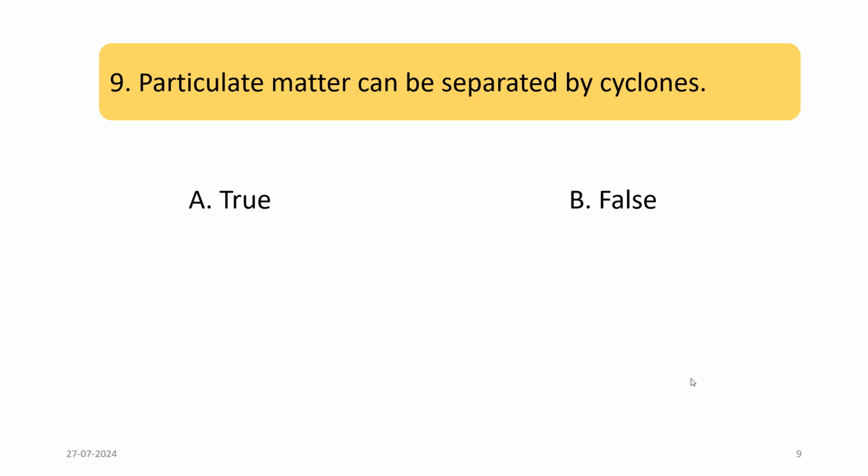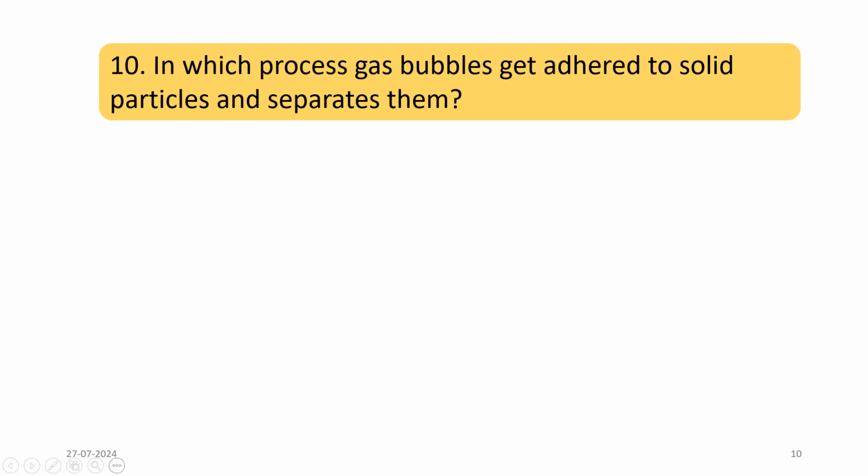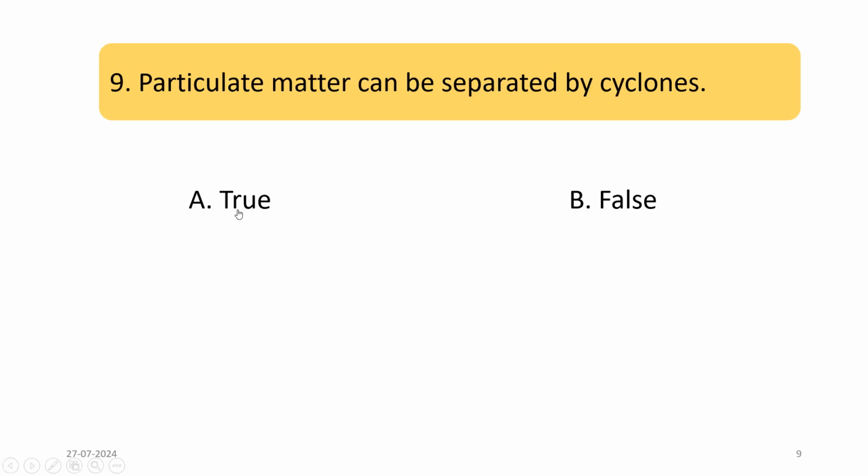Particulate matter can be separated by cyclones. Is it true or false? True. Yeah, it is true. Yes, ma'am. Cyclone separator separates particles, and particles are the particulate matter. Yes. Cyclone separator, the scrubber, candle filter, any kind of sedimentation can also separate particulate matter.